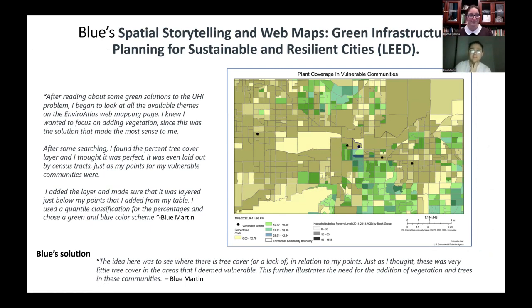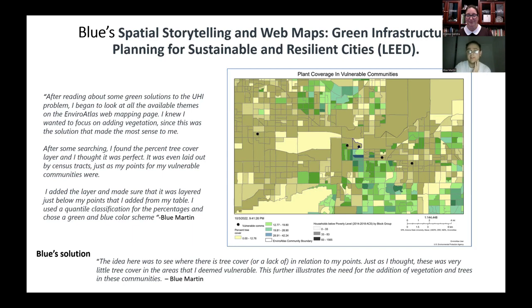Yes, so this was going off of the vulnerable communities that I identified from the last assignment. You can see those displayed with the black dots. Those are the census tracts, which I had identified before. I was going through the web map and I saw plant coverage and I displayed that in the census tracts. What I noticed was that there was a serious lack of tree and green coverage in these areas.